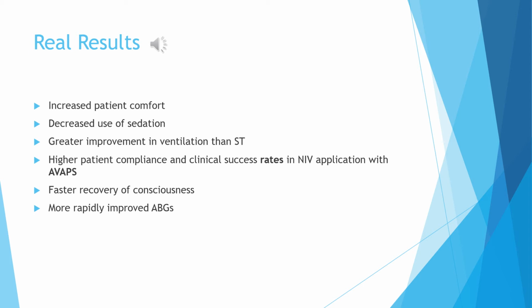A study showed that 16.6% more patients were compliant with AVAPS than ST. A study of 11 hypercapnic COPD patients with a GCS of less than 10 treated with AVAPS was compared to a control group of 11 patients treated with ST by doctors that were unaware of the study. The patients that were placed on AVAPS recovered consciousness much more rapidly than the patients placed on ST, and the ABGs improved earlier. Additional studies have shown that AVAPS turns patients around faster and wakes them up more quickly than ST.